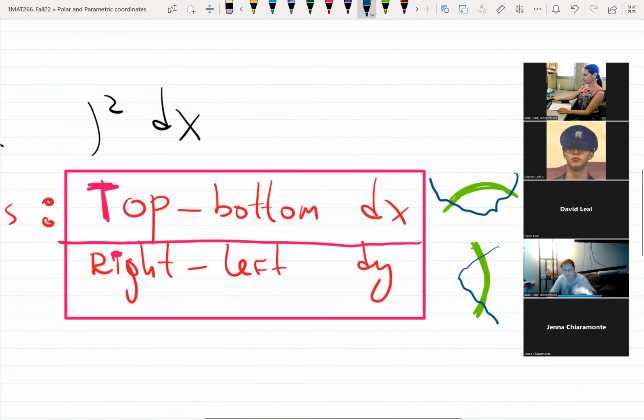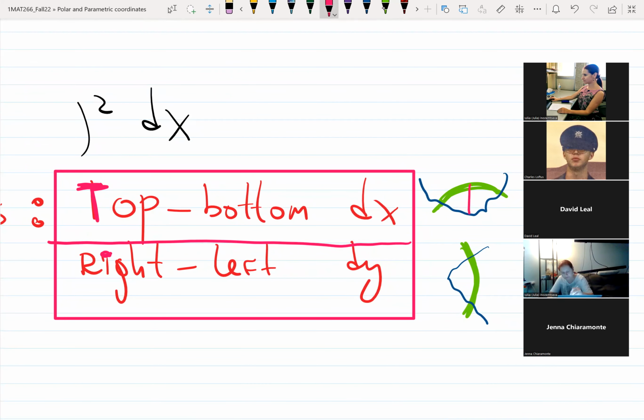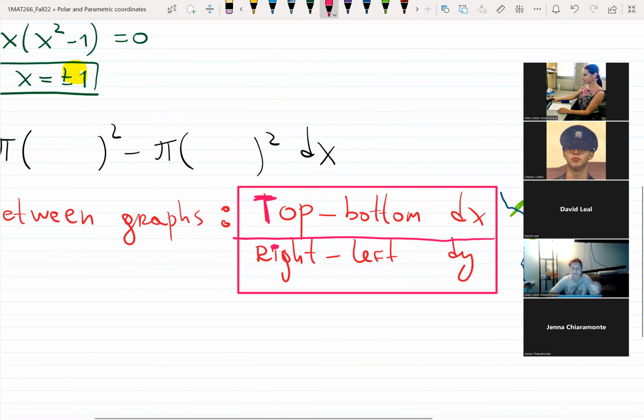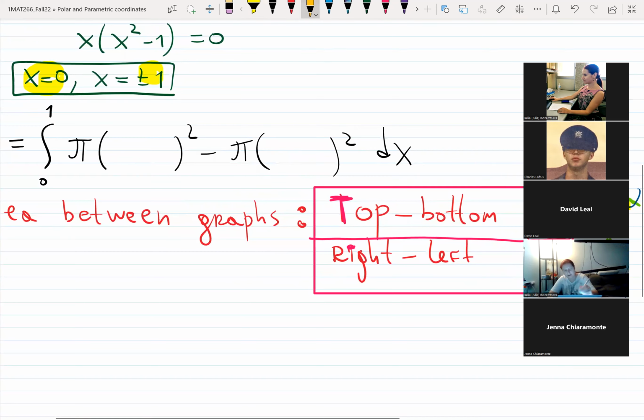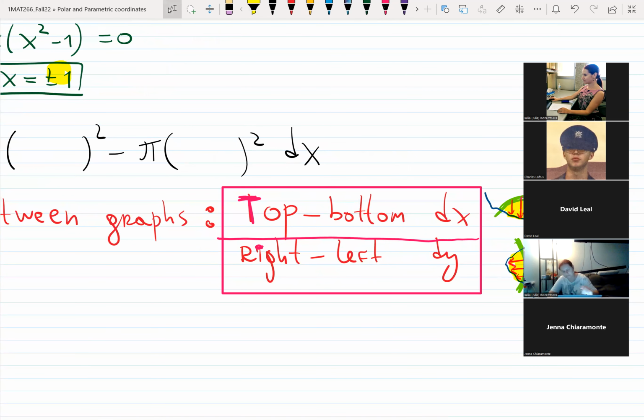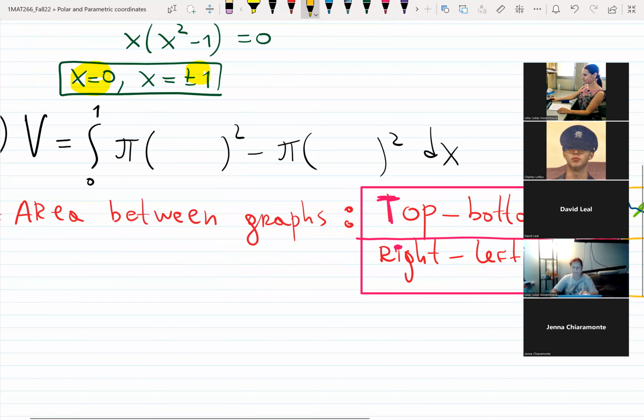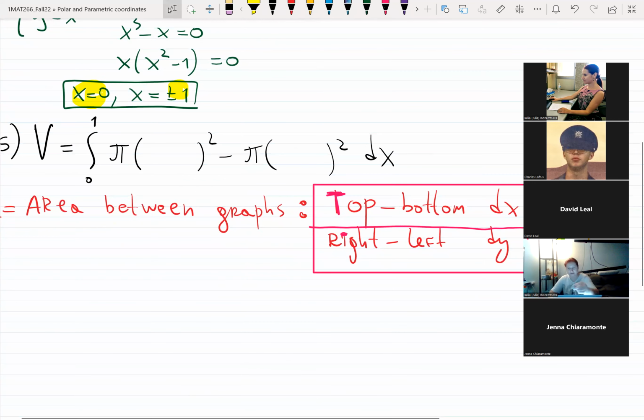So either I am scanning from top to bottom, from top to bottom, from top to bottom, or from right to left, right to left, right to left, like so. See, green is always bigger, blue is always smaller. So the logic actually is the same. Yellow, this is the area. Two cases, the dx and dy. Like so. So that's the review of the topic area between graphs.